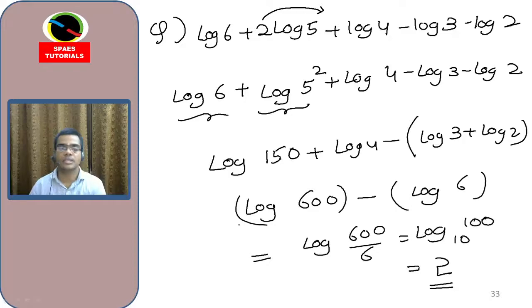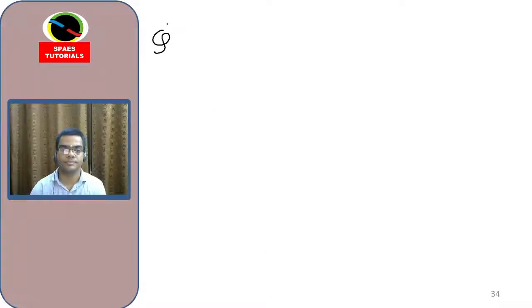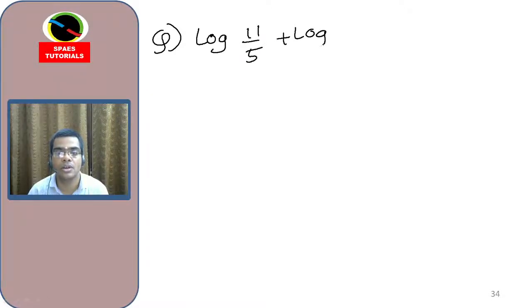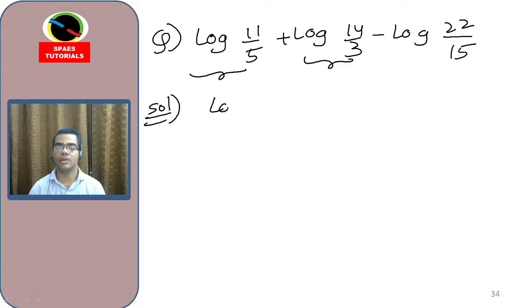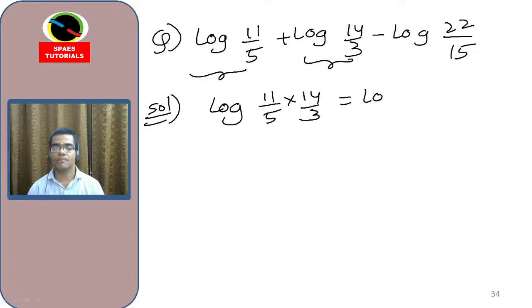Good. Next, we'll go to the next one. Log 11 by 5 plus log 14 by 3 minus log 22 by 15. Simple only, don't need to become fearful by seeing this. Log a plus log b is going to become log AB, 11 by 5 into 14 by 3. So that's going to become log of 11 into 14, 154, divided by 15.